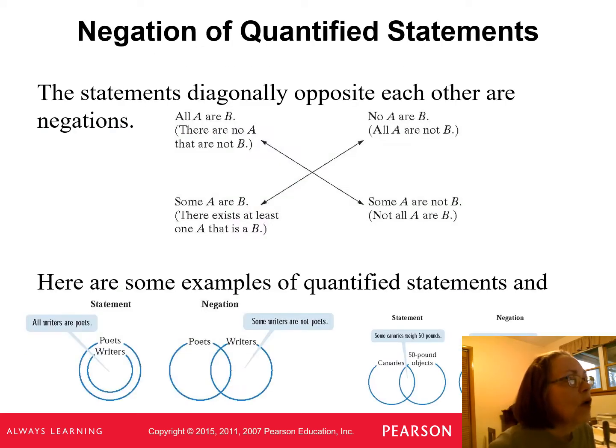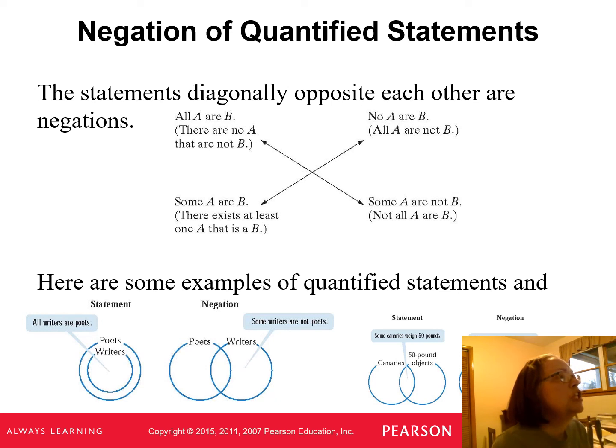Now, how do you negate a quantified statement? You know how to negate a statement. If I say the sky is blue, you negate that by saying the sky is not blue. But how do you negate quantified statements? Well, please study this graphic. The negation of all A are B is some A are not B. So if I say all poets are writers, the negation of that would be some poets are not writers.